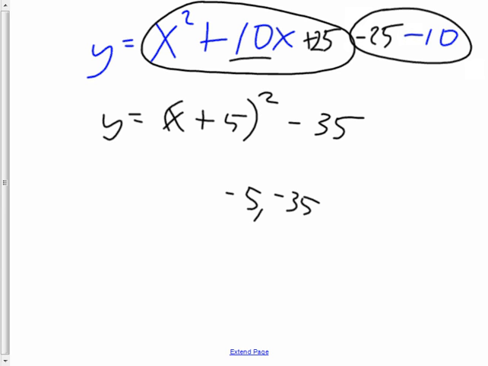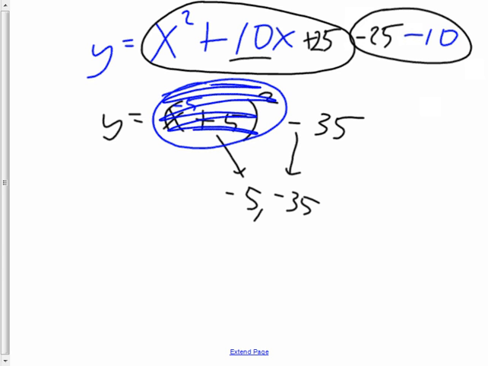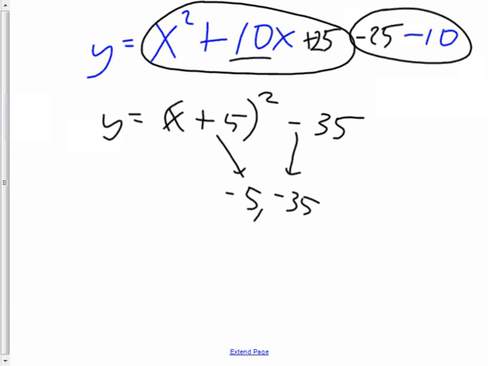Notice that one stays the same. It keeps its negativeness. This one has to change. Why? Because you don't trust the things on the inside is one way to say it. Or you could say we're sticking in a negative 5 here so that this all becomes 0, and then the answer for y would be negative 35. Okay? However you slice it, this vertex would be negative 5, comma, negative 35.